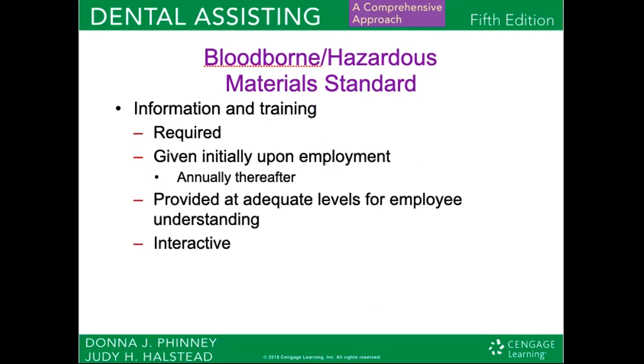Upon employment, all employees at risk of exposure to blood and opium are required to undergo bloodborne pathogens and hazardous materials training. This training is repeated annually or at any time a standard has been revised or updated. The training should be presented at a reading and comprehension level appropriate to the employees. The training should be interactive and allow the employees to ask questions.